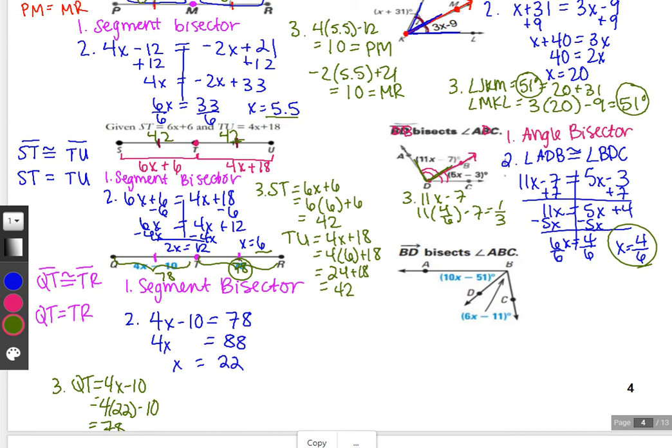Now I want to do my next one, which was 5x minus 3. So when I'm plugging that in, I should get 5 times 4 over 6 minus 3, which should give us, let's see, 5 times 4 over 6 minus 3, which was also 1/3. Alright, so that checks out, so I know we have 2 equal angles. So our algebra is good there. Alright, now for the last one.